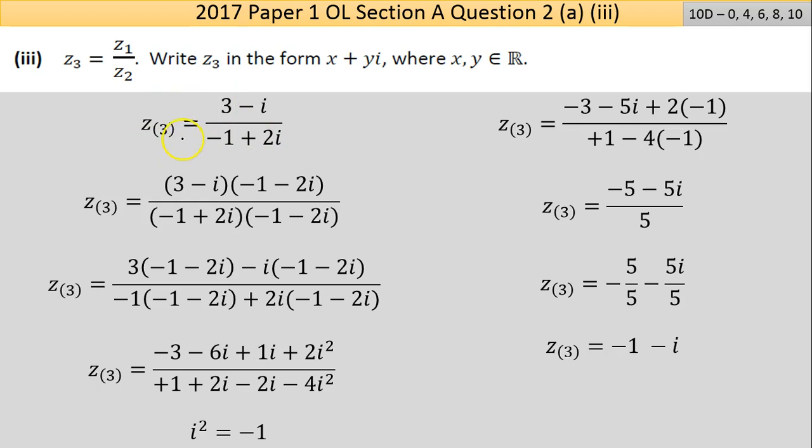So Z3 is found by dividing Z1, which is 3 minus i from part A, by -1 plus 2i from part 2. Then you remember the rule: you multiply top and bottom by the conjugate of the bottom. So again, the conjugate of the bottom is -1 minus 2i. So multiply top by it and bottom by it. As long as you're careful now, you can use a rougher column.